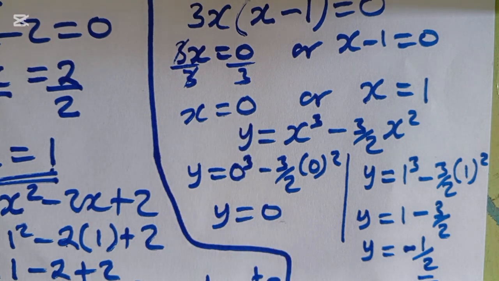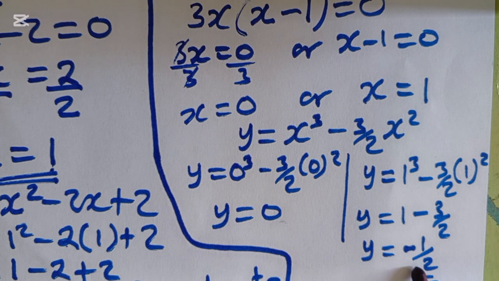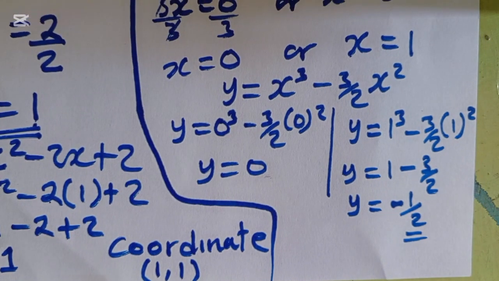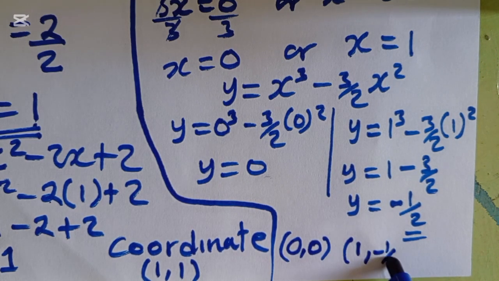So now for the coordinates, when x is 0, y is 0. So this coordinate is going to be 0, 0. For the coordinate when x is 1, then y is equal to negative 1 over 2. So those are the two coordinates that we have. So 0, 0, and we have 1, negative 1 over 2.